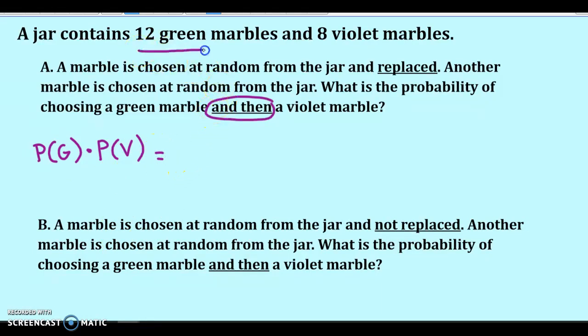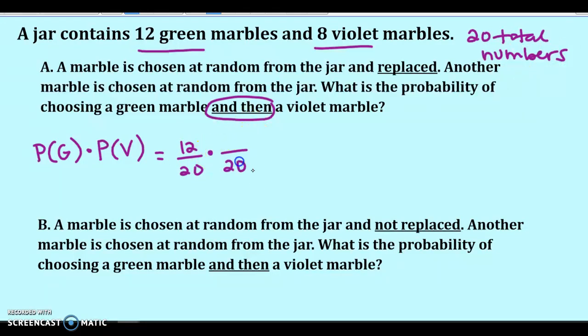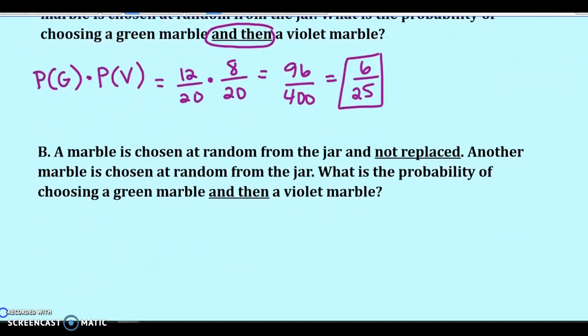There are 12 green marbles and 8 violet marbles, so that means there are 20 total marbles. The probability of getting a green marble would be 12 out of 20. And then I put that marble back. So I still have 20 marbles in my jar, and there is an 8 out of 20 chance that I'm going to get violet. Multiply those together, and I get 96 out of 400. Then you can simplify that down to 6 out of 25. Again, if you want to write it as a percent, you can. But otherwise, it's a 6 out of 25 chance of getting a green and then a violet.